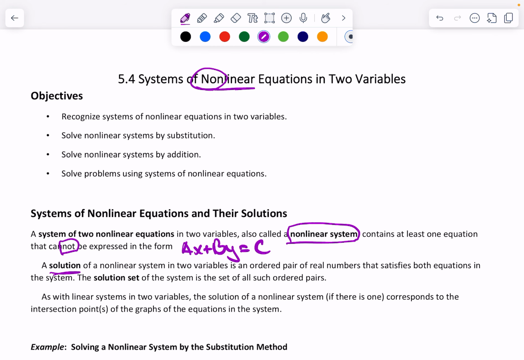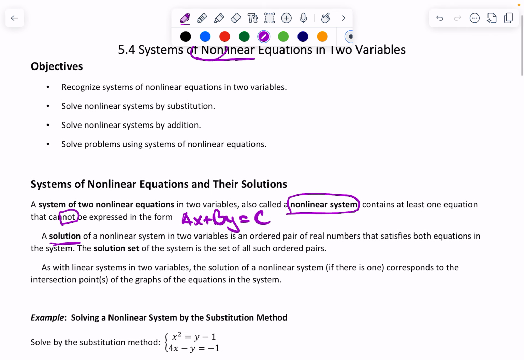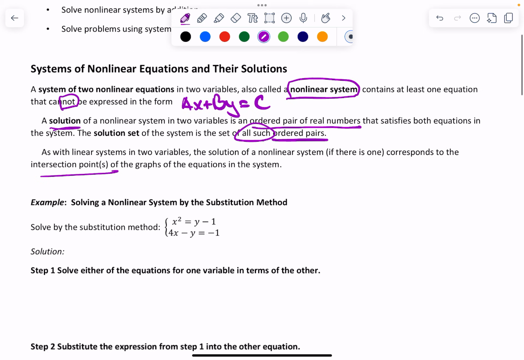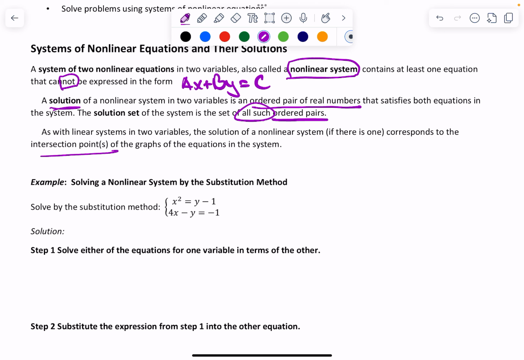A solution of a nonlinear system in two variables is an ordered pair of real numbers that satisfies both equations in the system. The solution set of the system is the set of all such ordered pairs. As with linear systems in two variables, the solution of a nonlinear system, if there is one, corresponds to the intersection points of the graphs of the equations in the system. Just like it says in the linear system with two variables.